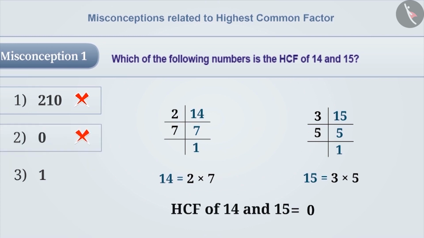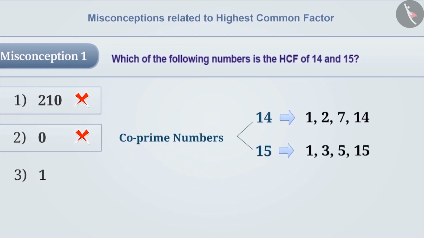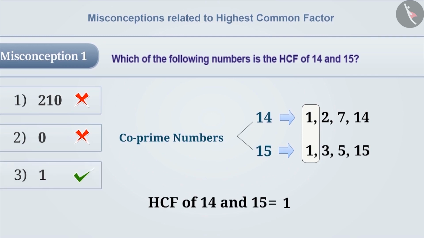This is a misunderstanding. The correct understanding is that 14 and 15 are co-prime numbers. That means, among the factors of these two numbers, 1 is the only common factor. Therefore, HCF of 14 and 15 is 1. So, option 3 is the correct answer.